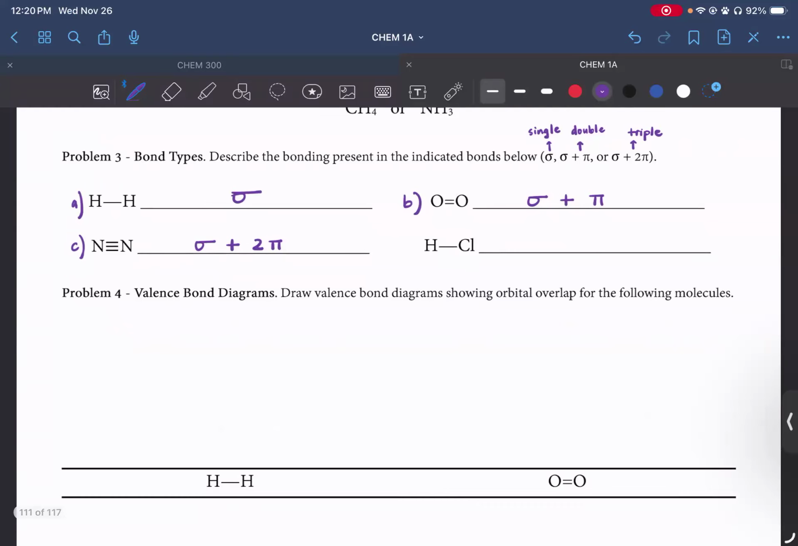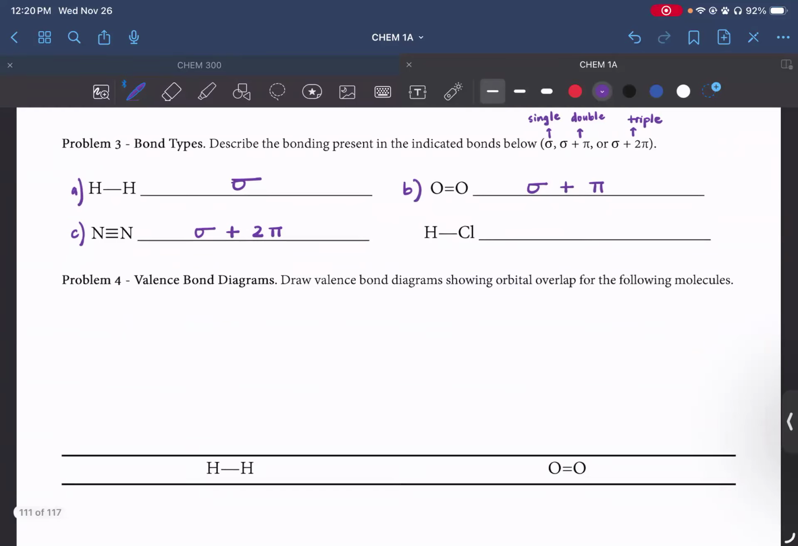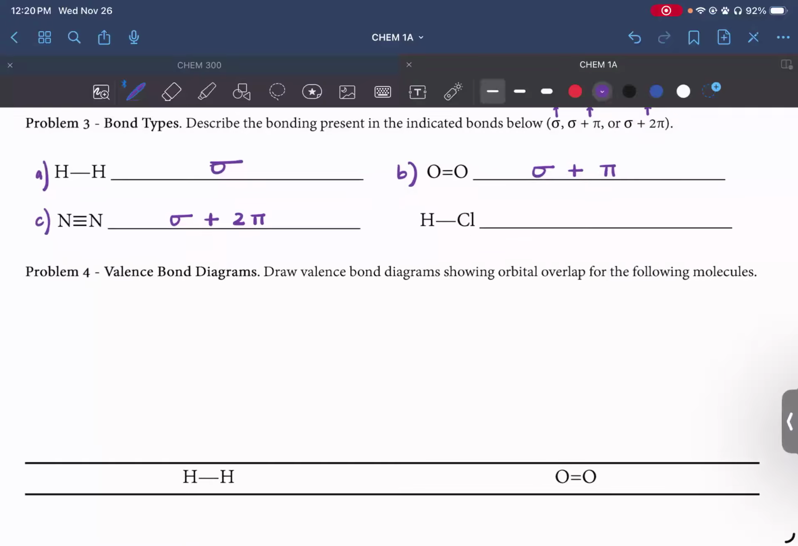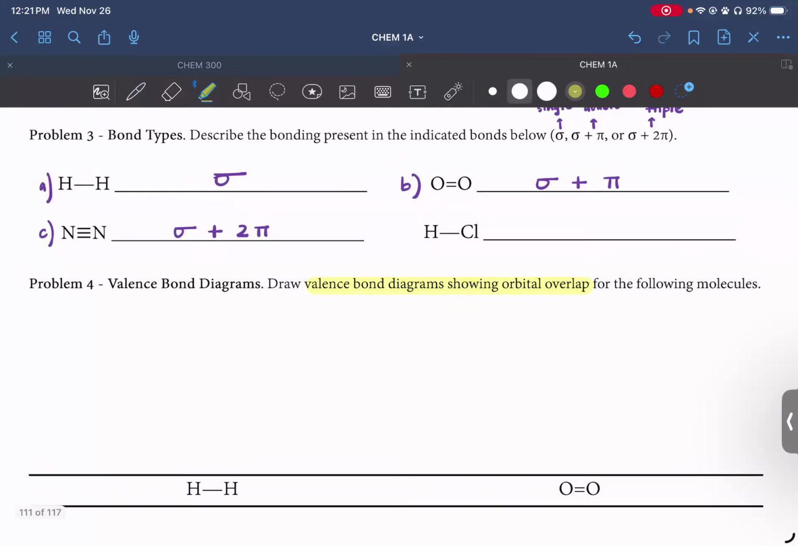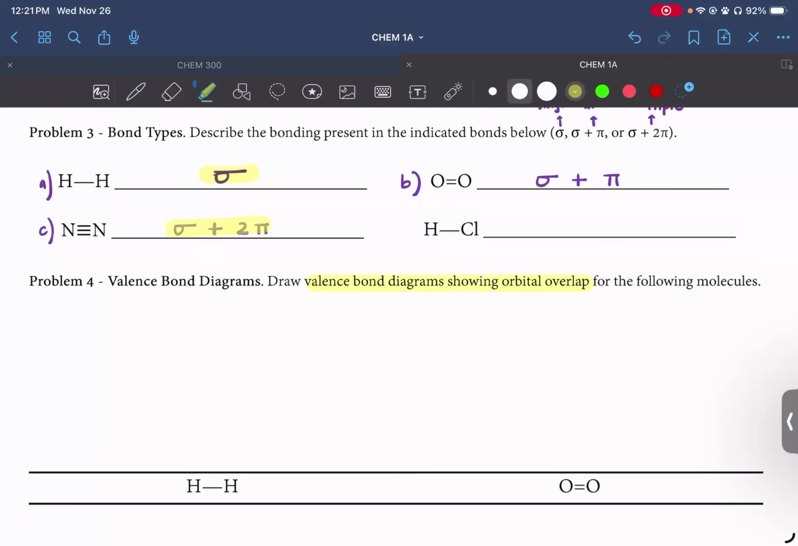Problem 4 bounces directly off of problem 3, so we'll just jump right into it. Problem 4 states, draw valence bond diagrams showing orbital overlap for the following molecules. Problem 3 told us the specific types and number of orbital overlap we've come to expect. We just need to know how to draw it.